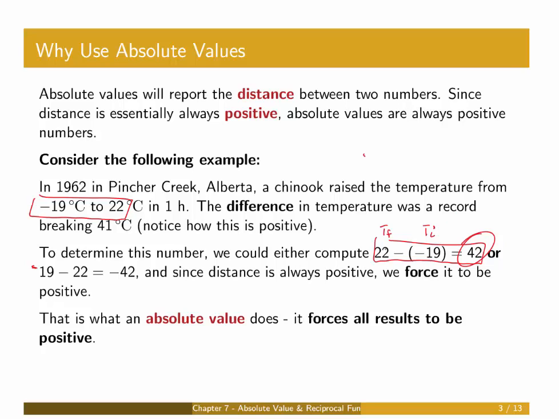But if you did the operation the opposite way, with negative 19 in your notes, then you're going to get negative 42. Okay, the difference is negative 42. A bit misleading. Taking the absolute value of this number, which would look like this, with two lines like a barcode, would force it to be positive because we're talking about what's the temperature difference, what's the distance between both points. So basically all absolute values do is force all results to be a positive number.